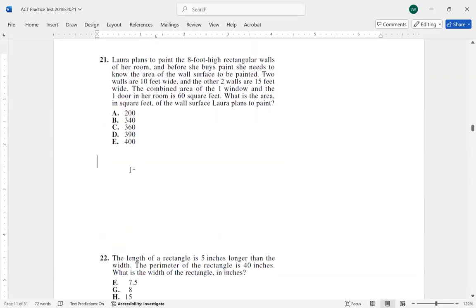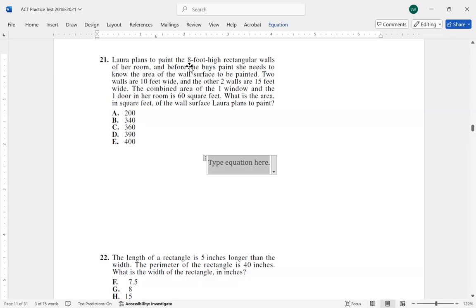Question 21. Laura plans to paint the 8-foot high rectangular walls of her room. Before she buys paint, she needs to know the area of the wall surface to be painted. Two walls are 10 feet wide. The other two walls are 15 feet wide. The combined area of one window and one door in her room is 60 square feet. What is the area in square feet of the wall surface Laura plans to paint?